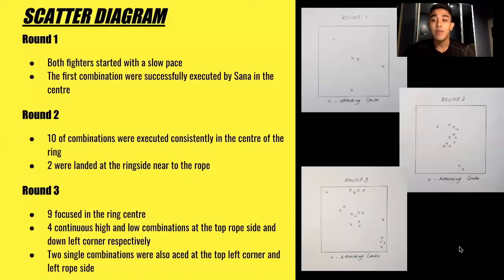As seen in the diagram, 10 of the combinations were executed consistently in the center of the ring, while 2 of them were landed at the ringside near the rope. Sana tends to attack his opponent at the middle area, where he collected many points in the second round.